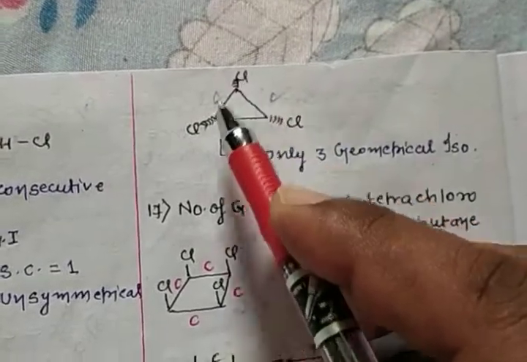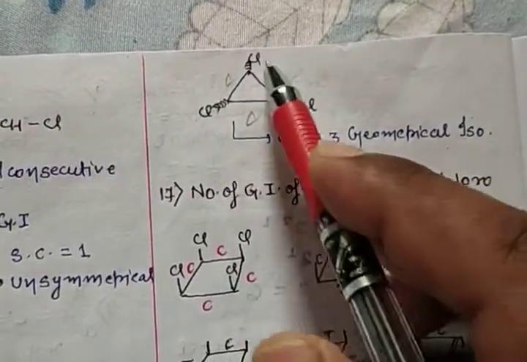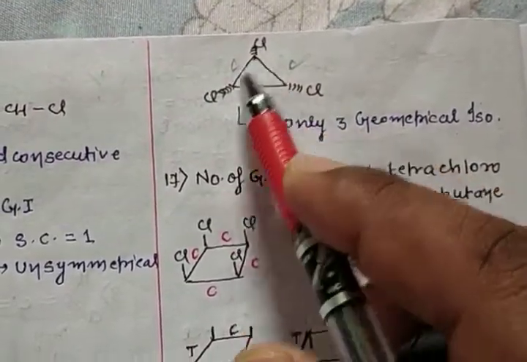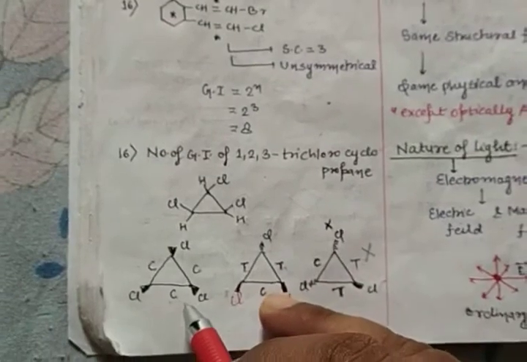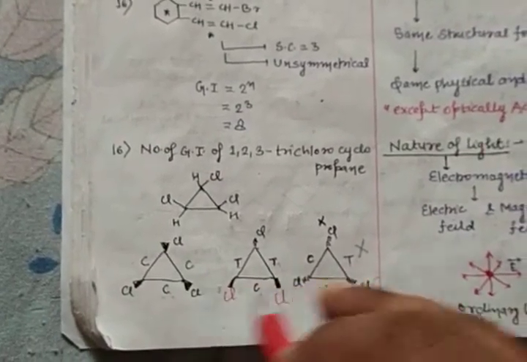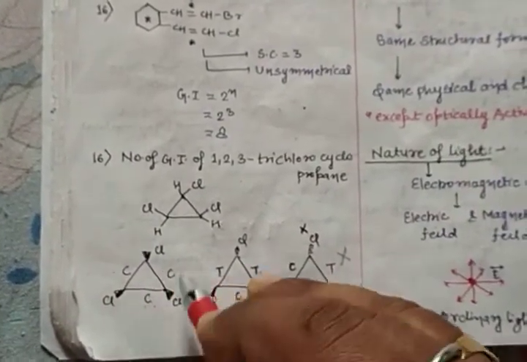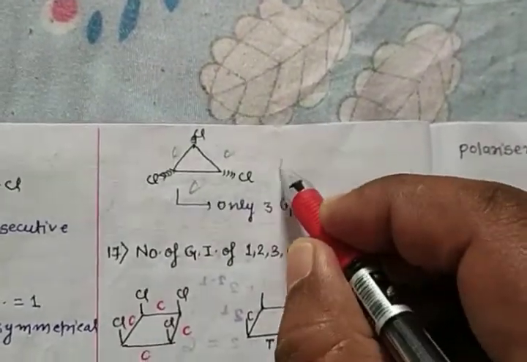Now the next structure: all 3 Cl are on dashed lines. So this is also cis. So one cis and again this is cis. So only 3 geometrical isomers, because cis is already there. It means this compound does not show geometrical isomerism.